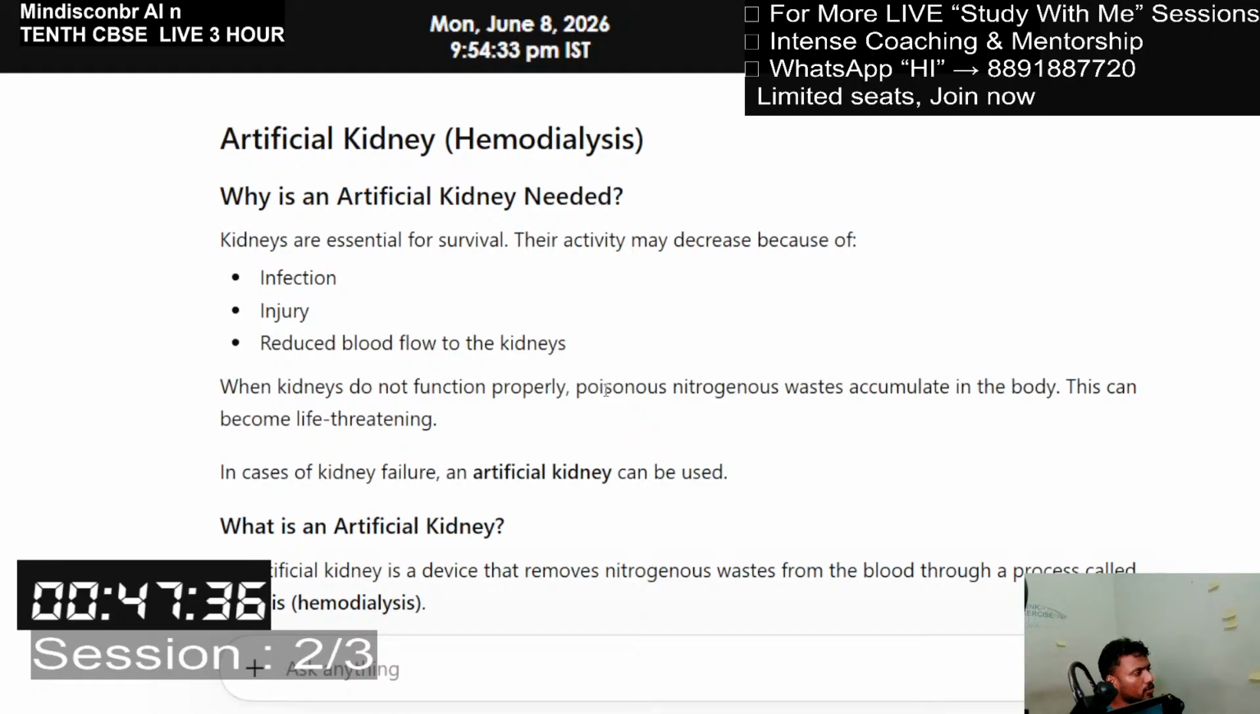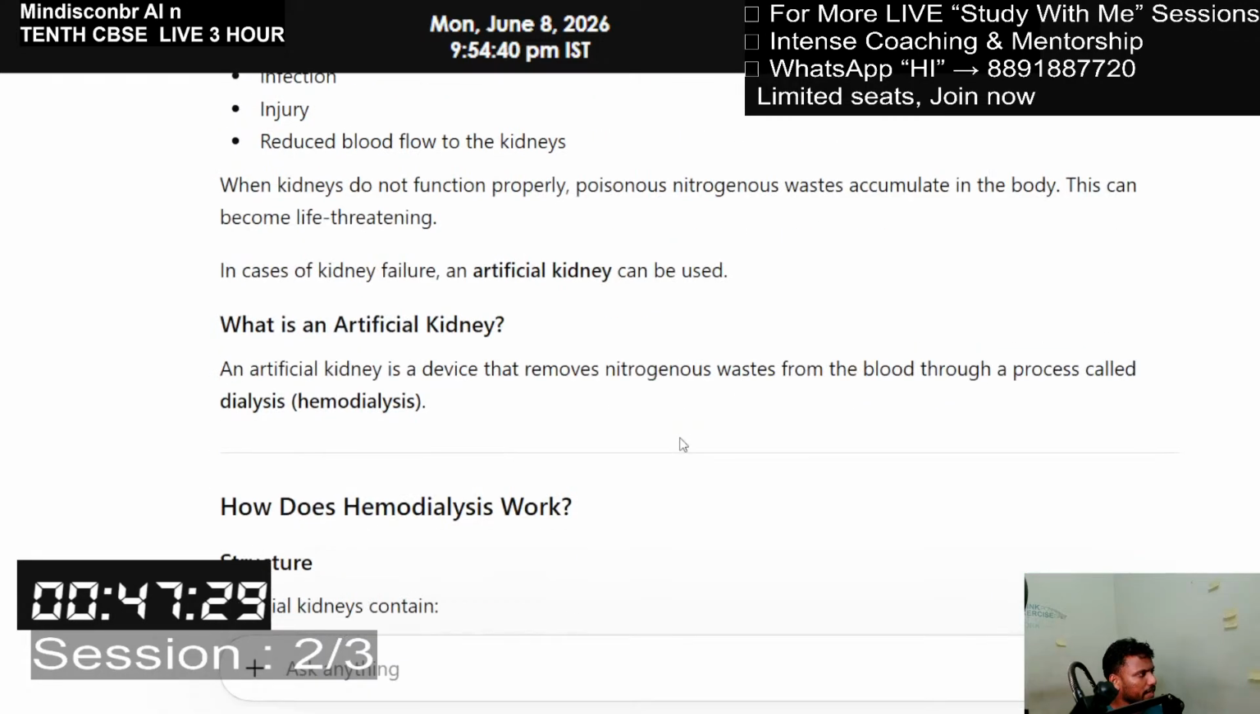When kidneys do not function properly, poisonous nitrogenous wastes accumulate in the body. This can become life threatening. In case of kidney failure, an artificial kidney can be used. What is an artificial kidney? It is artificial, not original. It is not an original kidney. An artificial kidney is a device that removes nitrogenous wastes from the blood through a process called dialysis or hemodialysis.